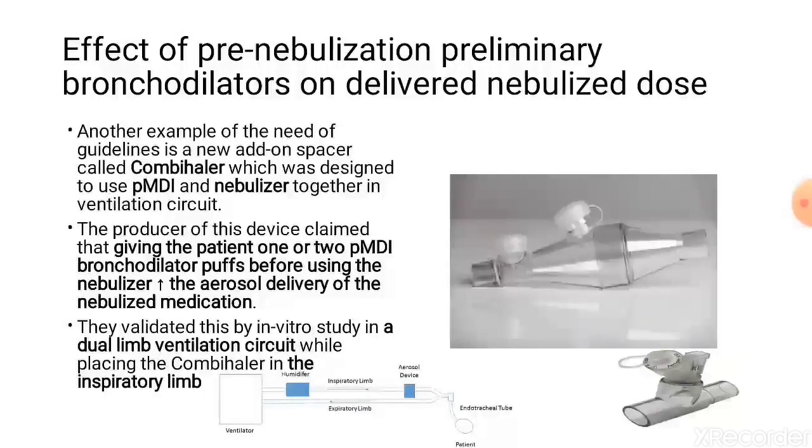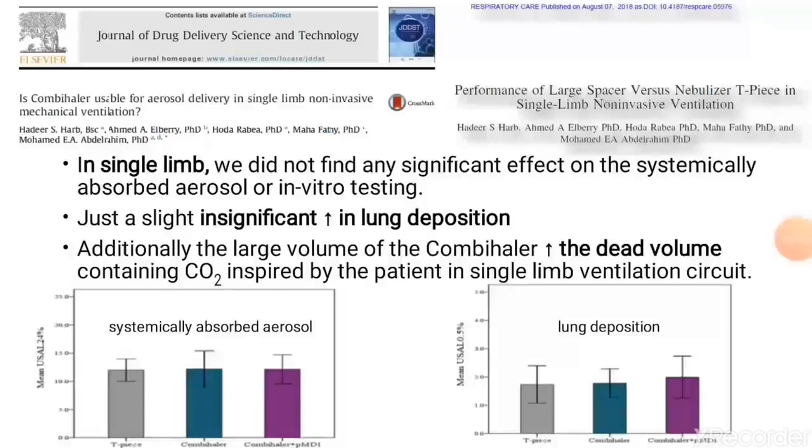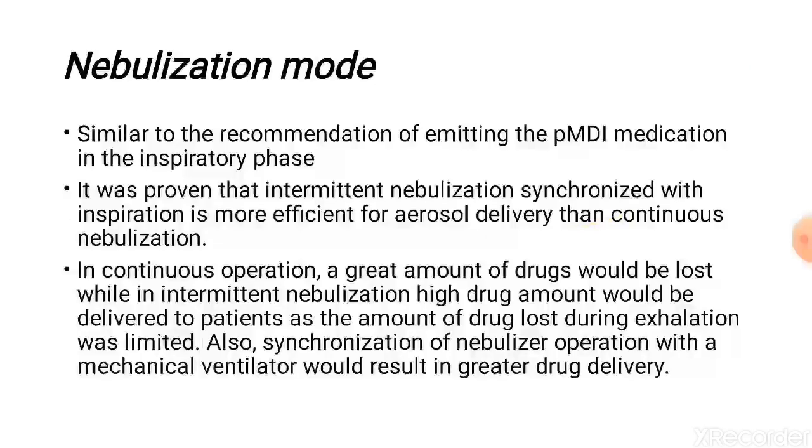That was actually obvious in a dual limb circuit. However, in a single limb circuit, it wasn't. We tried both the small and the big one, but it didn't work in the single limb ventilation circuit. That difference should be further studied, because what makes the single limb different from the dual limb?